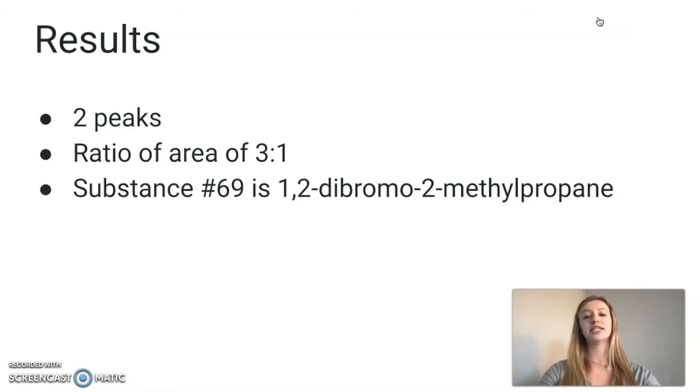For substance number 69, I found this substance to have a carbon-hydrogen, singly bonded carbon, and a carbon-bromine, which matches the functional groups of 1,2-dibromo-2-methylpropane. The substance also has 2 peaks and a ratio of areas of 3 to 1, which both match this substance.